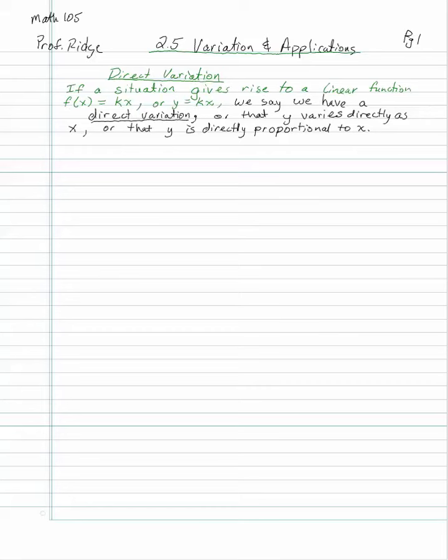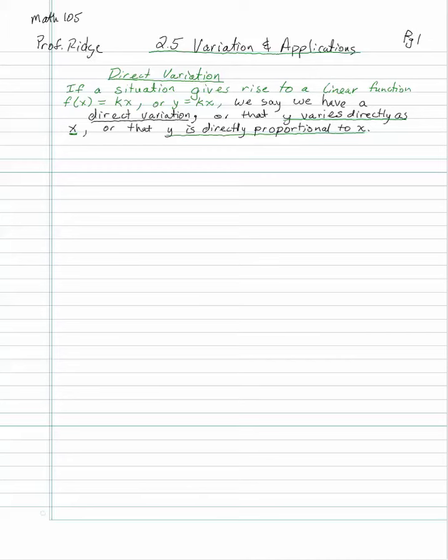Direct variation. If a situation gives rise to a linear function y equals kx, or f of x equals kx, we say that we have a direct variation. Also, we can say that y varies directly as x. That's another way to say the same thing. Or that y is directly proportional to x.